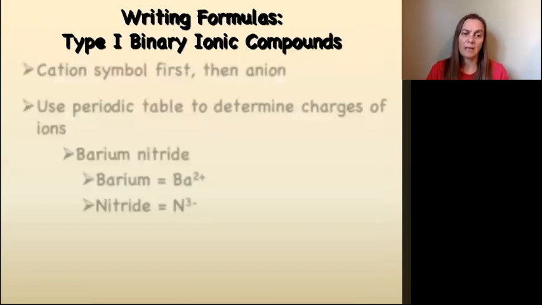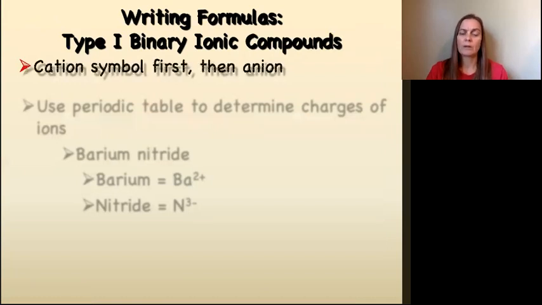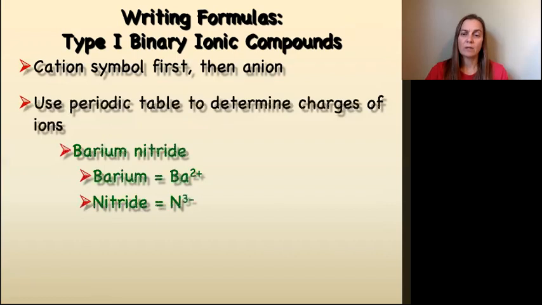How do we go from name to formula? So when we go from name to formula, we want to make sure we write the cation symbol first and then the anion symbol. Then we're going to use the periodic table to determine the charges of the ions. So if I were given the compound barium nitride, I'm going to look at the periodic table and I'm going to see that barium is in group 2, so I know it's a +2 ion. Then I'll see that nitride is in group 5 or group 15, so I know that it's going to be a -3 ion.